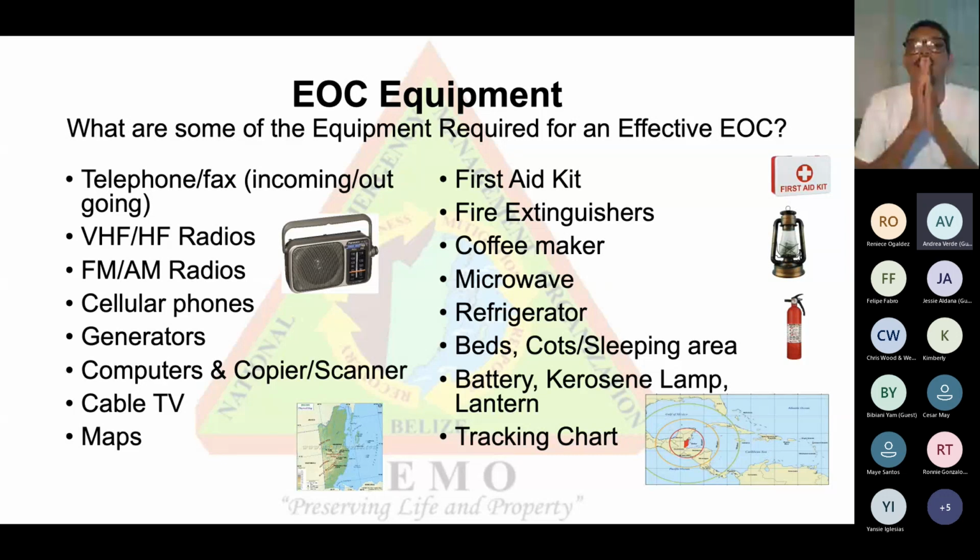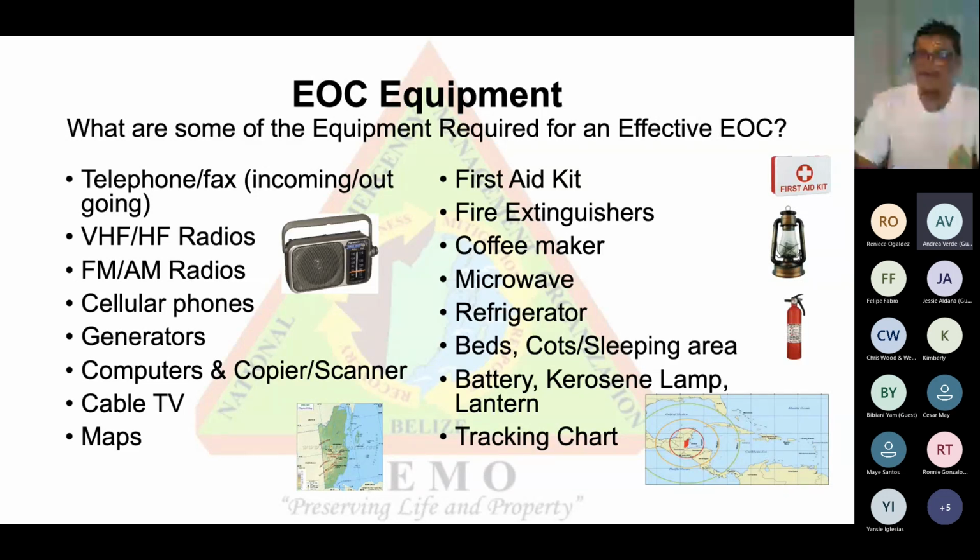Kerosene lamp, I know it's on here, but it's one of the things we try to move away from because it's a fire hazard. So as we progress and as we grow, we're looking into more stuff like backup generators for lighting and also some kind of solar emergency lighting that, when the power goes off, comes on because it's charged up, that kind of thing.